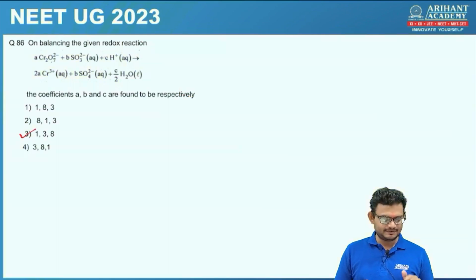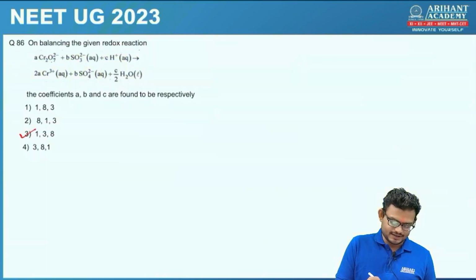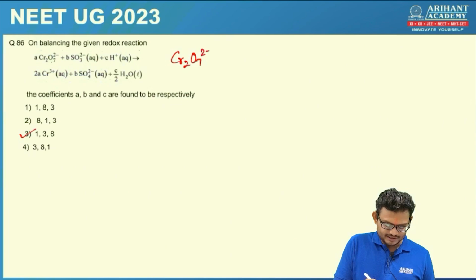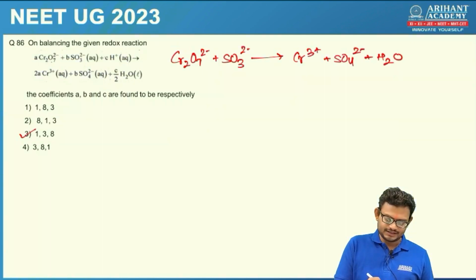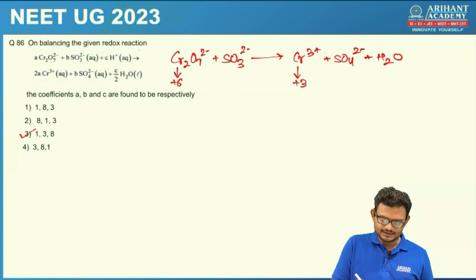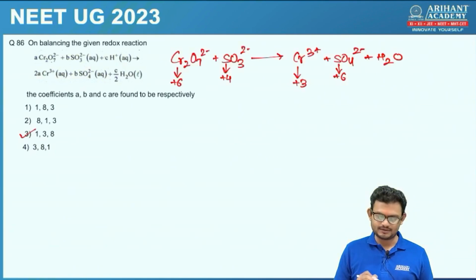They say on balancing a given redox reaction, the coefficients are found to be A, B and C. What are the coefficients? Let's try the question. It is Cr2O7 2- plus SO3 2- plus H+ giving Cr3+ plus sulfate plus water. So if you check the increase and decrease in the oxidation numbers here, chromium has changed from +6 to +3 indicating reduction, and sulfur has changed from +4 to +6 indicating oxidation.